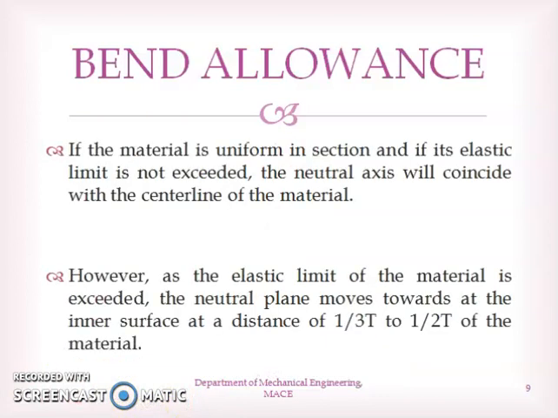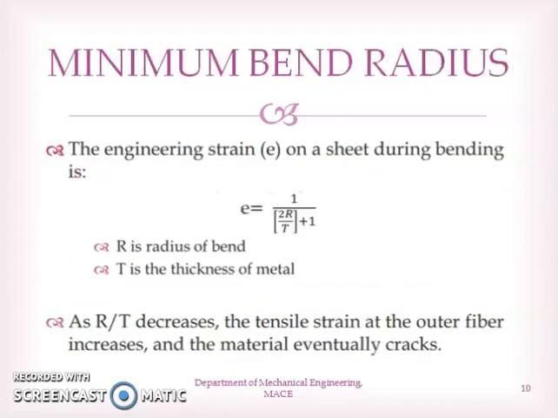If the material has a uniform cross section and if the elastic limit is not exceeded, the neutral axis will coincide with the central line of the material. However, as bending goes on, as the elastic limit of the material is exceeded, the neutral plane moves towards the inner surface at a distance of 1 by 3t to 1 by 2t of the material.